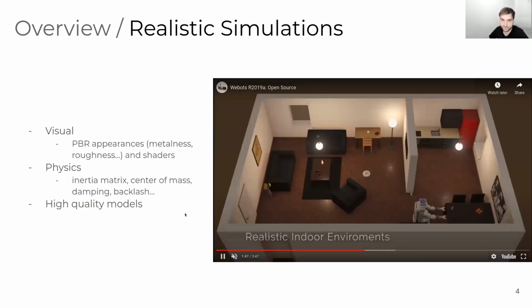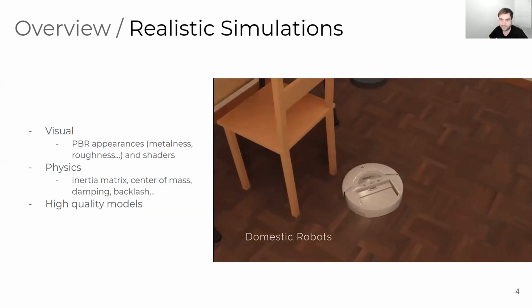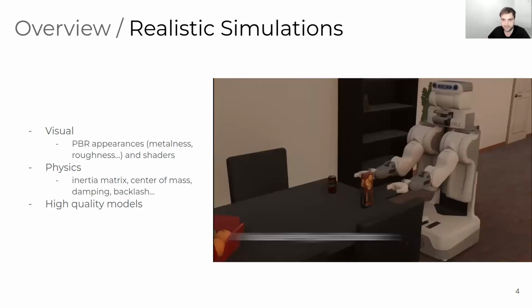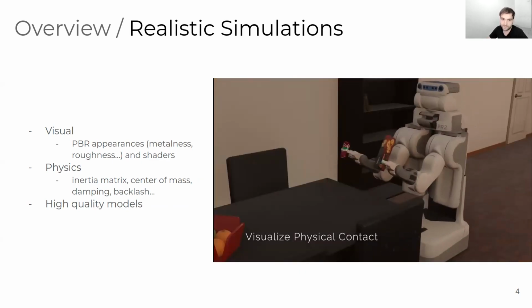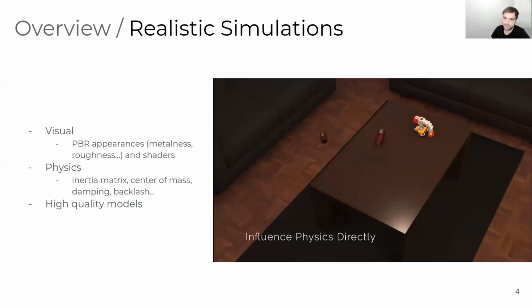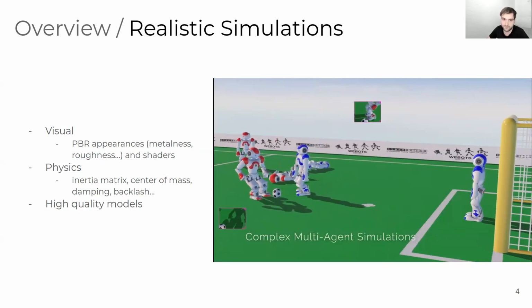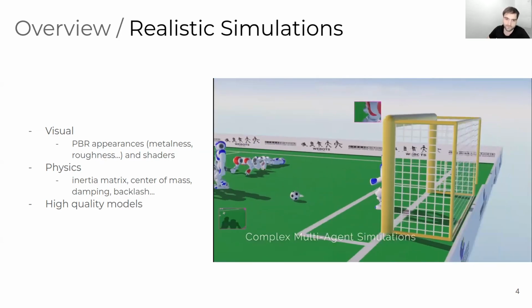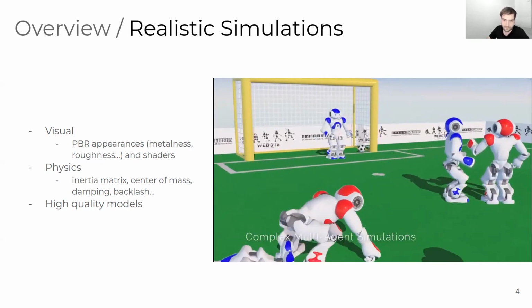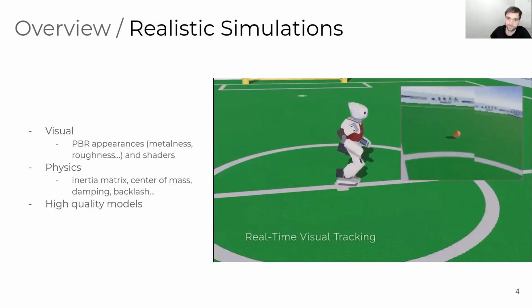Webots also offers realistic simulations. They are realistic in terms of visual appearance, thanks to the PBR appearance, which allows you to define metalness, roughness, and other properties of the texture. So it has that realistic look, and Webots also uses shaders extensively. It also includes accurate physics. It's based on the ODE physics engine, in which you can define inertia matrix, center of mass, damping, backlash, and so on. And you have a lot of high quality pre-built models that you can use out of the box.